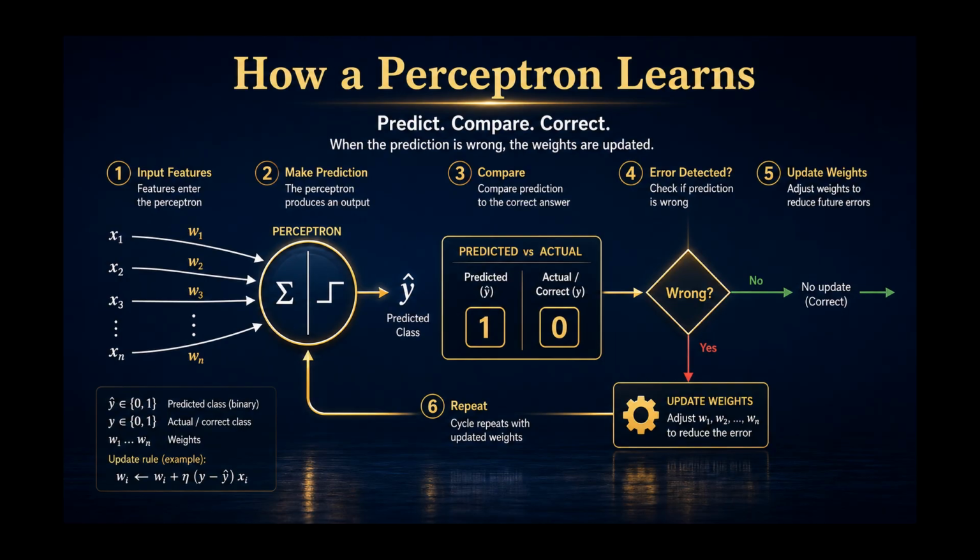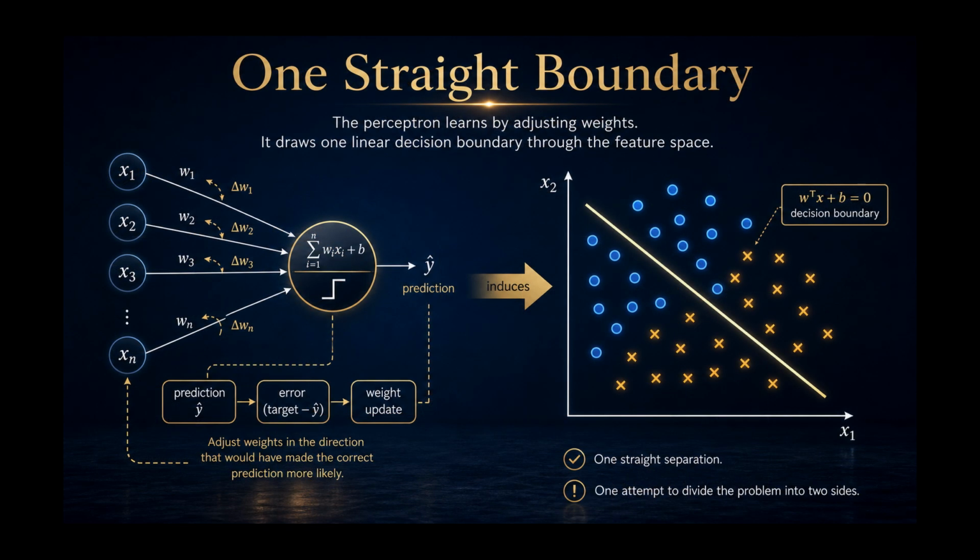Move the weights in the direction that would have made the correct prediction more likely. That is the foundation. A perceptron draws one linear decision boundary through the feature space. One straight separation. One attempt to divide the problem into two sides. Everything that comes later, hidden layers, nonlinear activation functions, backpropagation, and the architecture of modern deep learning, is a structured response to one problem. What happens when one straight line is not enough?